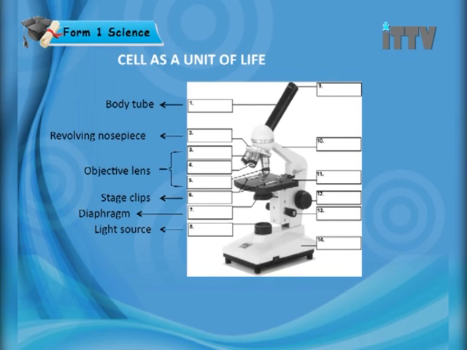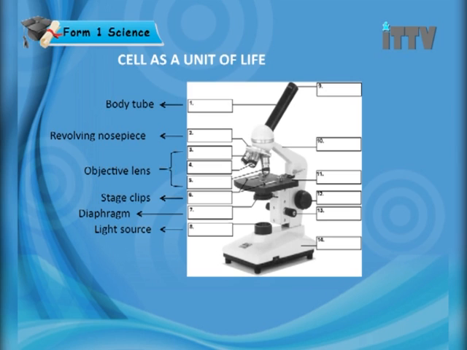Firstly, we have got the body tube. Number 2, the revolving nose piece. 3, 4 and 5 are all the objective lens. Next, number 6, we have the stage clip. Followed by number 7, the diaphragm. And lastly, number 8, we have got the light source.